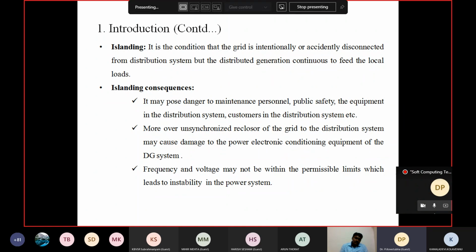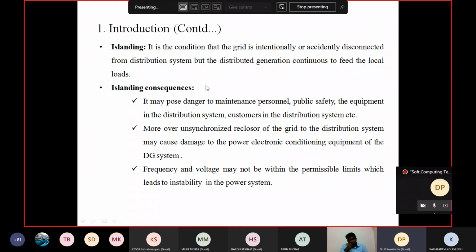I am going to deal with islanding and faults. Before that, what is islanding? It is the condition in which the grid is intentionally or accidentally disconnected from the distribution system, but the distributed generation continues to feed the local loads. That means the power supply from the grid is disconnected from the system, but the distributed generators still energize the local loads.